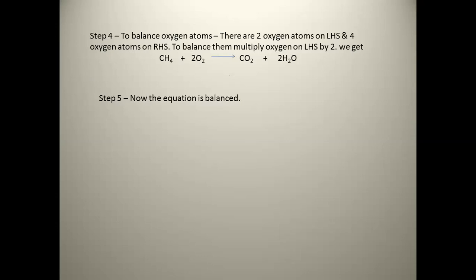Just see once. On the left hand side we have one carbon atom. On the right hand side we have one carbon atom. On the left hand side we have four hydrogen atoms. Again on the right hand side we have four hydrogen atoms. On the left hand side we have four oxygen atoms, and again on the right hand side we have four oxygen atoms. It means we have checked the correctness of the equation, and now our equation is balanced.